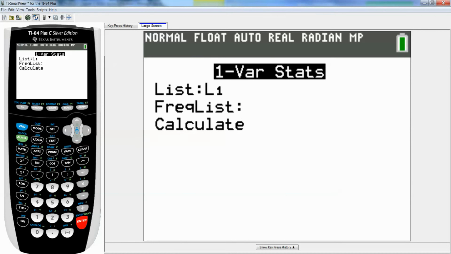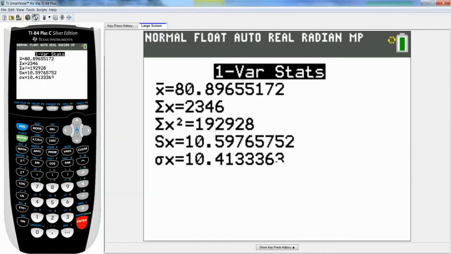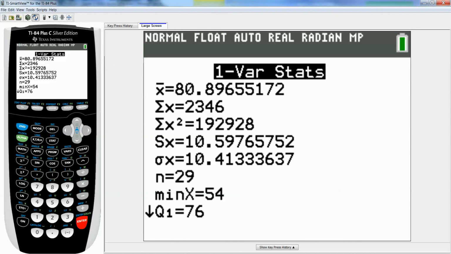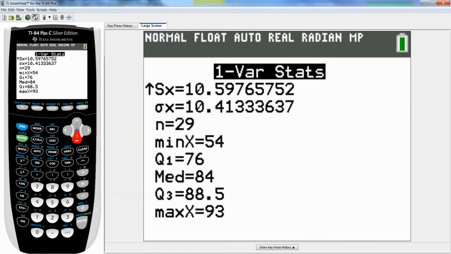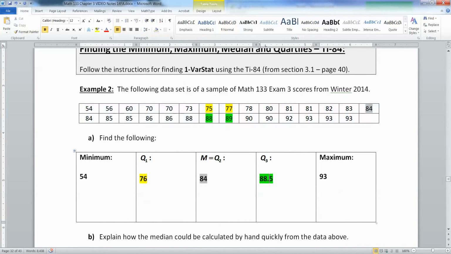And then I go down to Calculate and press Enter. And there it is. 80.896 is the mean. And if you push down with your down arrow, you can see there's the min, there's the Q1, the median, Q3, and the max. They're all right there. These 5 numbers create the 5-number summary. All right, so I went and typed those in. Sorry, my computer ate my first video, so you'll have to bear with me here. So you can see the median is right here.